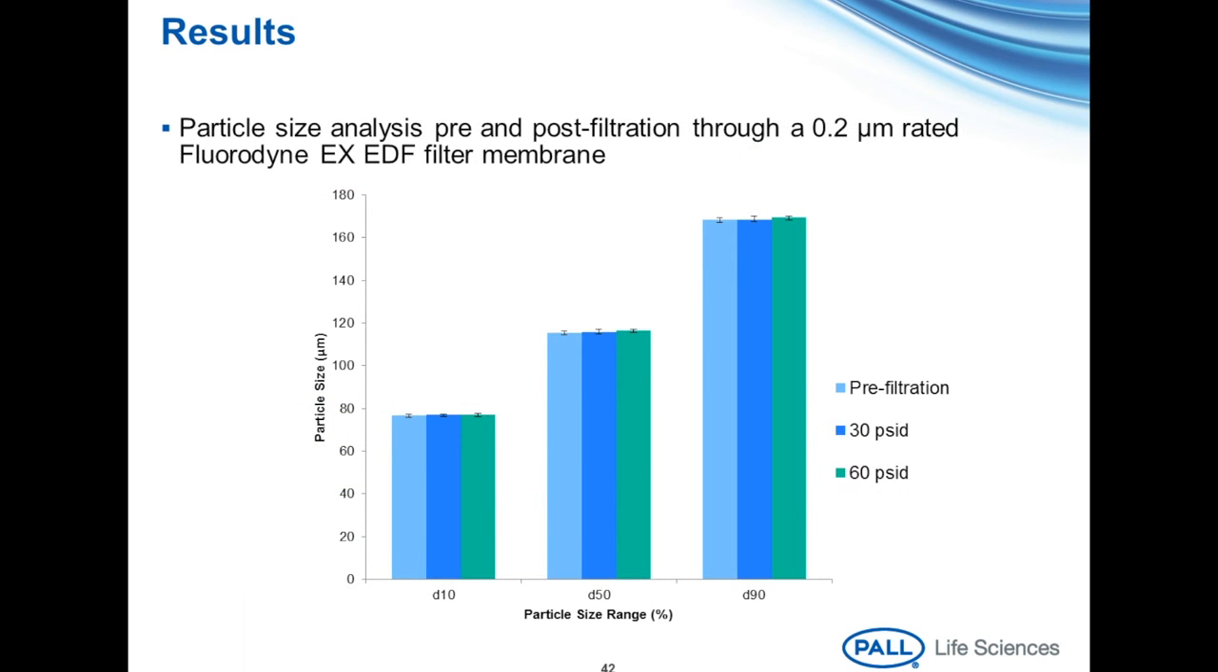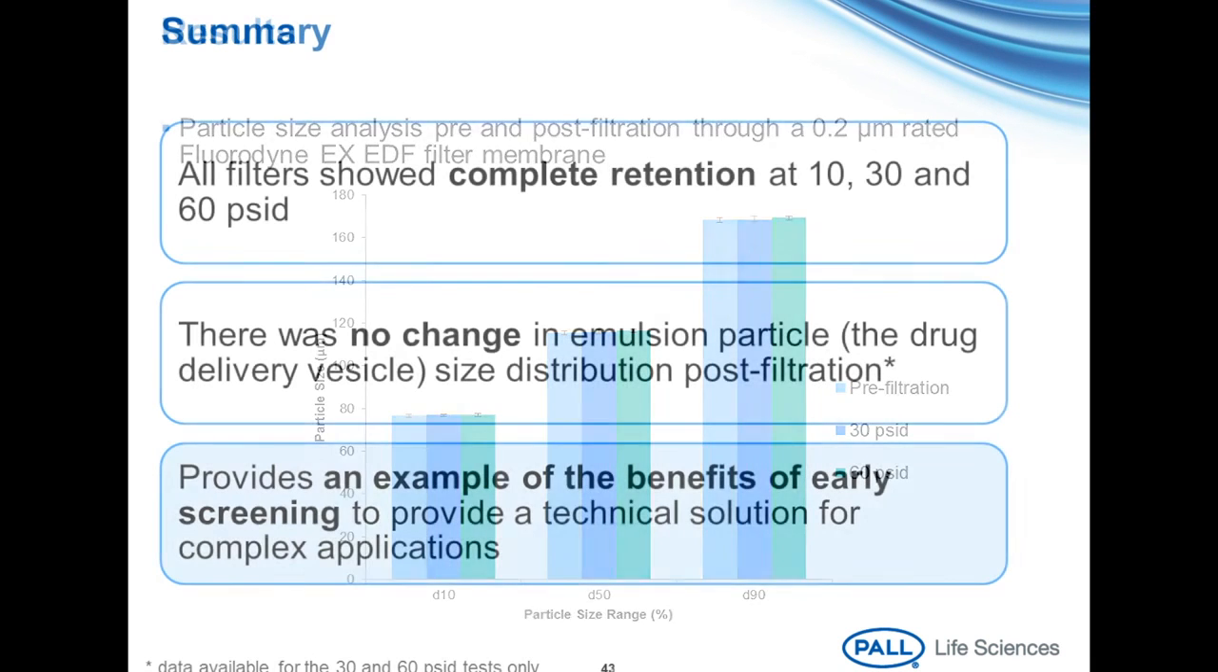This graph shows the particle size distribution of the nanoemulsion particles themselves, because it's important that we get a sterile product, but we also want to make sure we leave that drug intact. The light blue column shows the particle size distribution pre-filtration, and then the others show the particle size distribution post-filtration. So there was no detectable change. That means we didn't lose the drug delivery system to the filter.